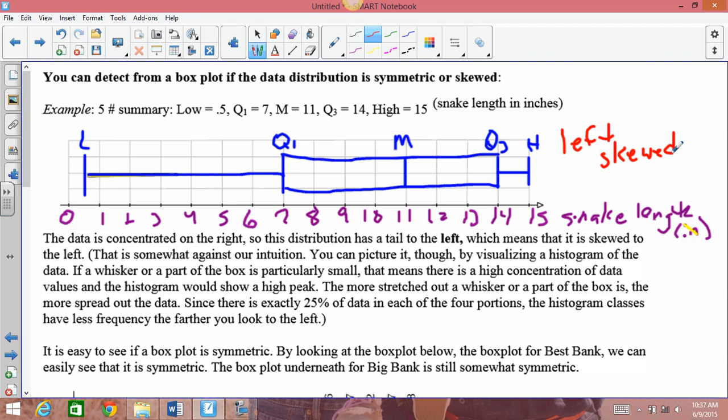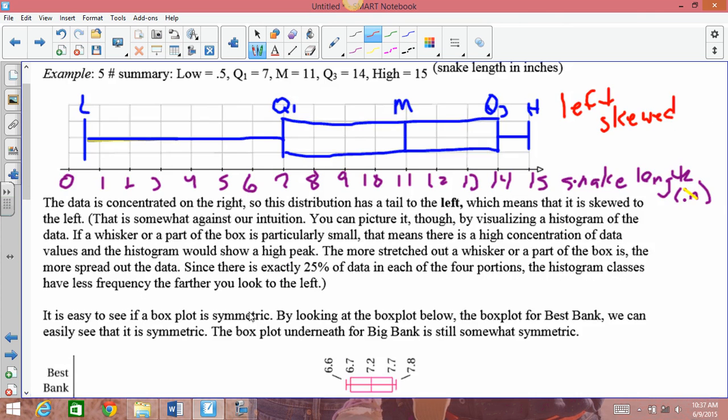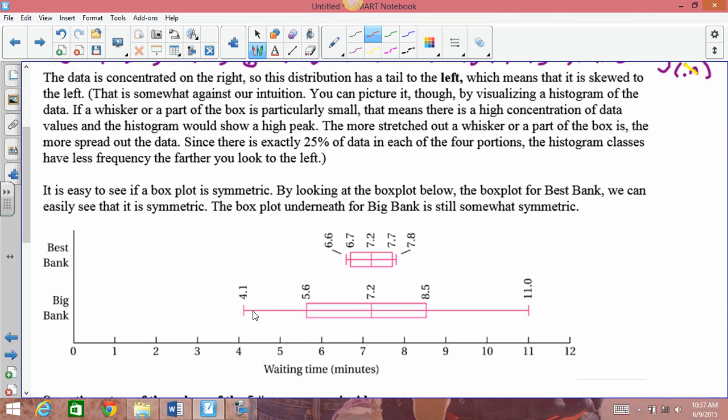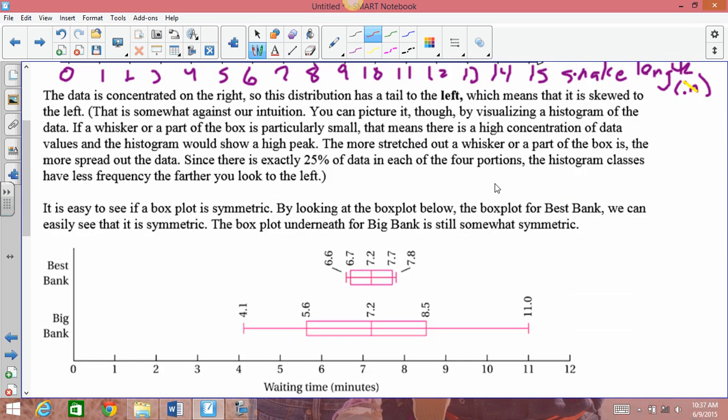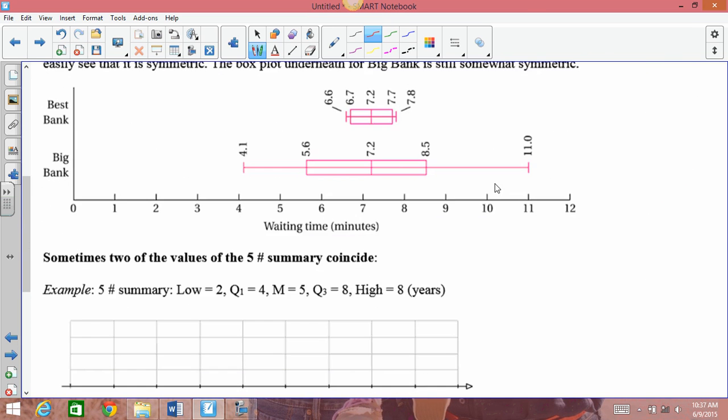If you had a longer tail on the right, obviously right skewed, and then the previous example showed you something that was symmetric. Okay. The next example down below about big bank versus best bank, good examples of data sets that are still symmetric. You know, there's still 25% of your data here. It's just a larger spread of that 25%. Okay. And there's still 25% between here and here. It's just a smaller spread. Okay. The data's tighter up there in that upper 25%.